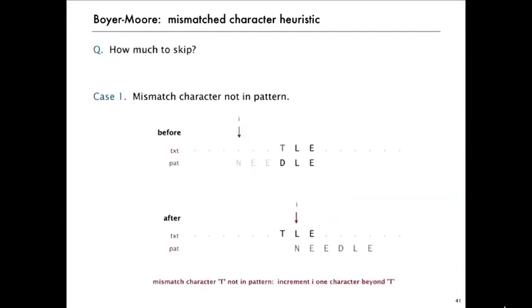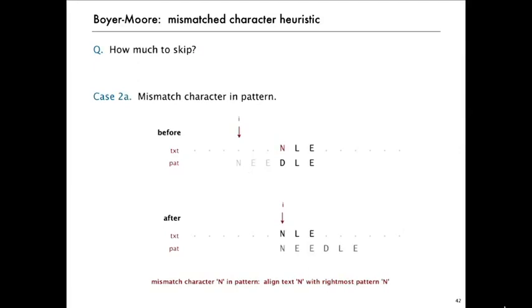So how much do we skip? The first case is clear. If you run into a text character that's not in the pattern, then you just move I from wherever it was to one character beyond the current one that you're looking at. And that's an easy calculation. It's just incremented by the number of pattern characters that you've not looked at.